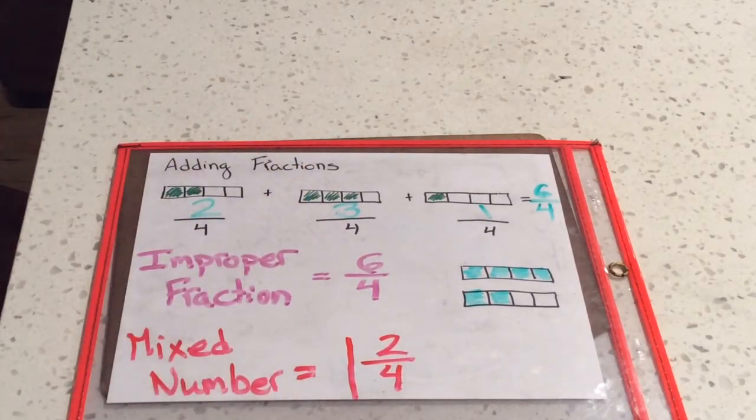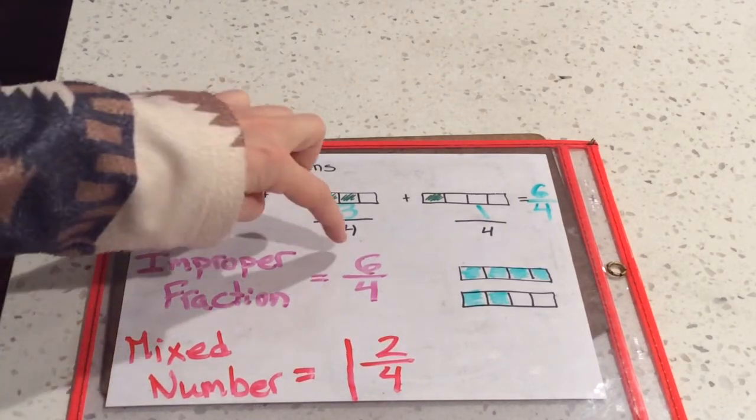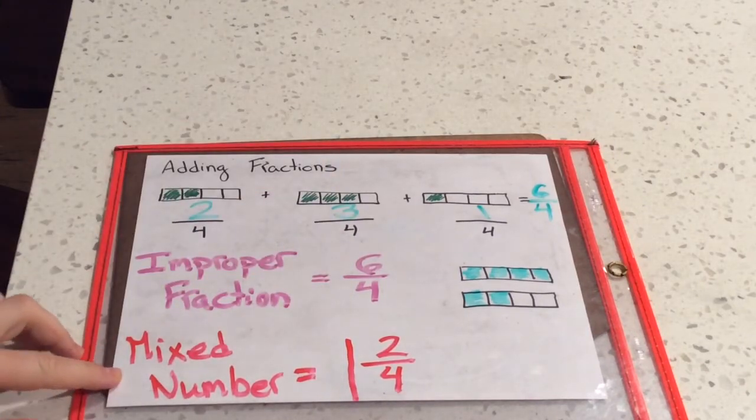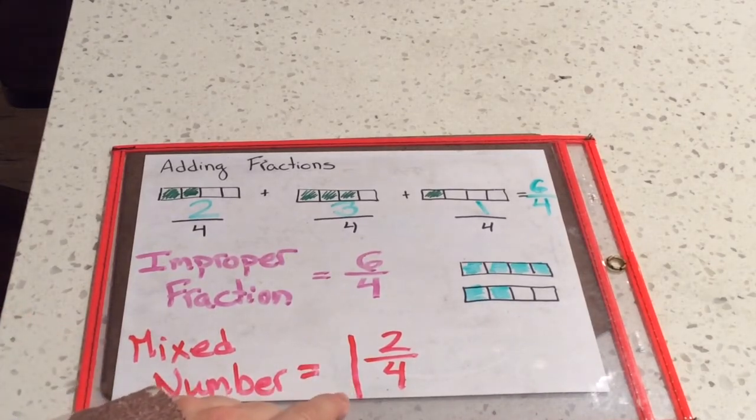Those are equivalent. However, one is considered an improper fraction because the numerator is greater than the denominator. And the other is considered a mixed number because it's made up of two parts. It's made up of a whole number and it's made up of a fraction.